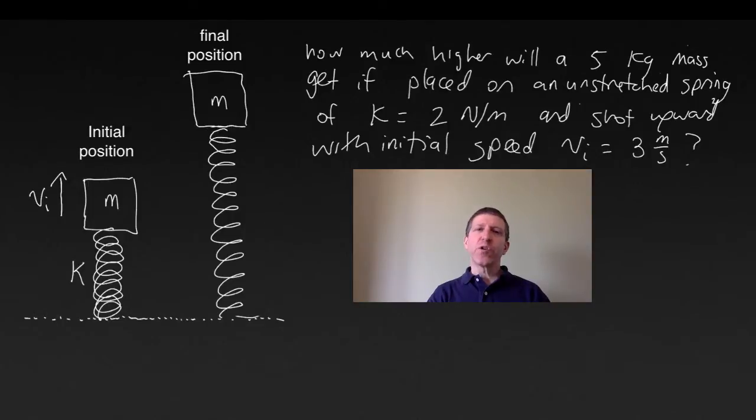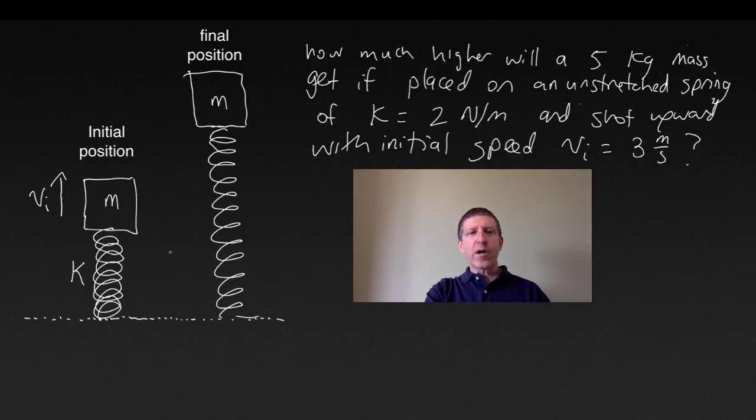So here's the situation. My question is, how much higher will a 5 kilogram mass get if placed on an unstretched spring right here of spring constant k equals 2 newtons per meter, and then shot upward with v initial equals 3 meters per second? So how much higher is this going to get upwards? The only way to solve this actually is using energy conservation.